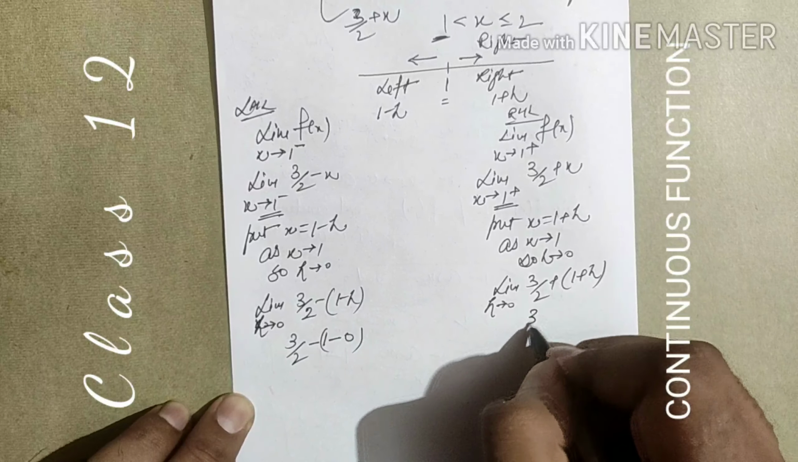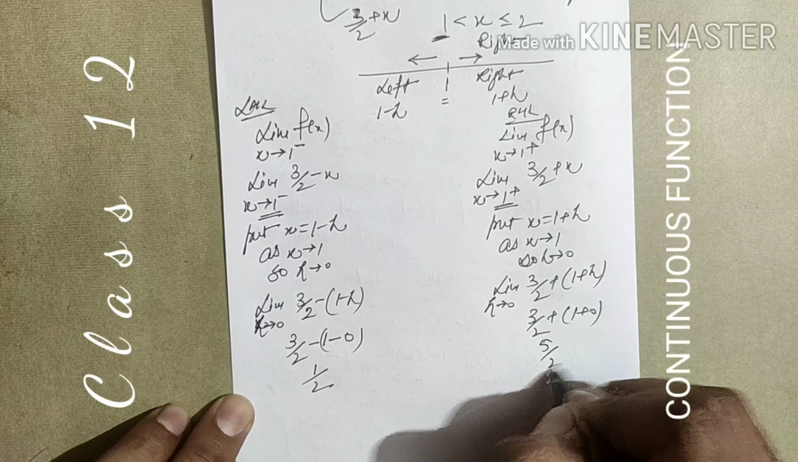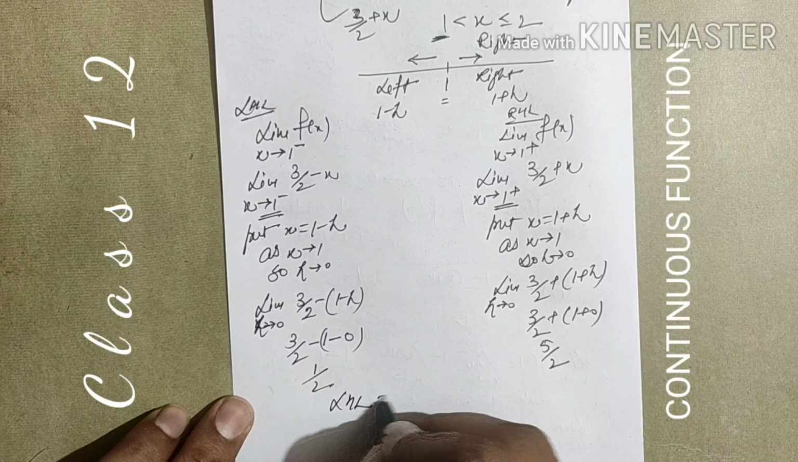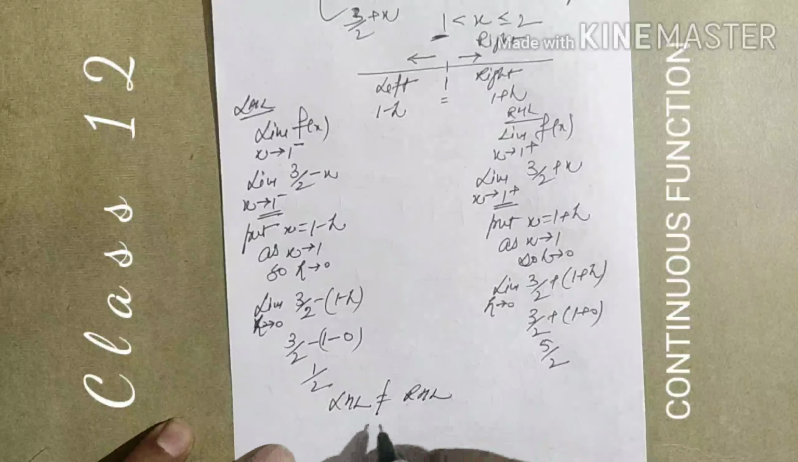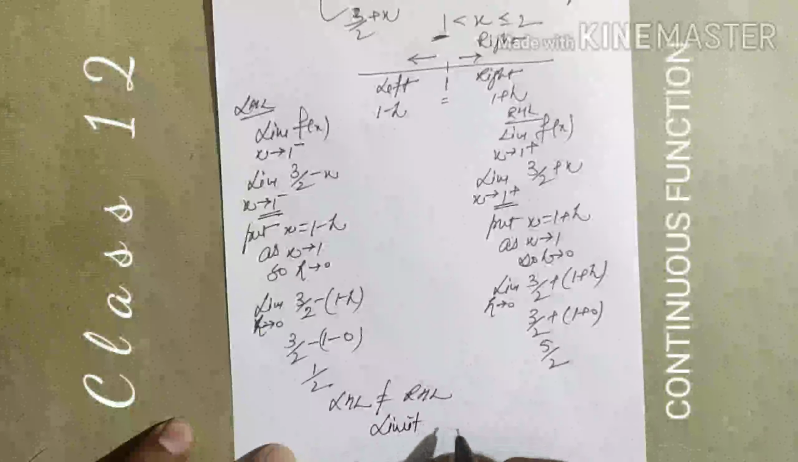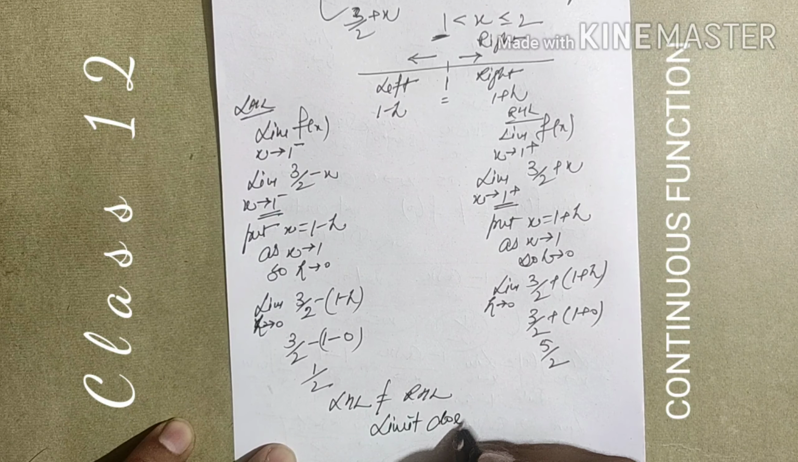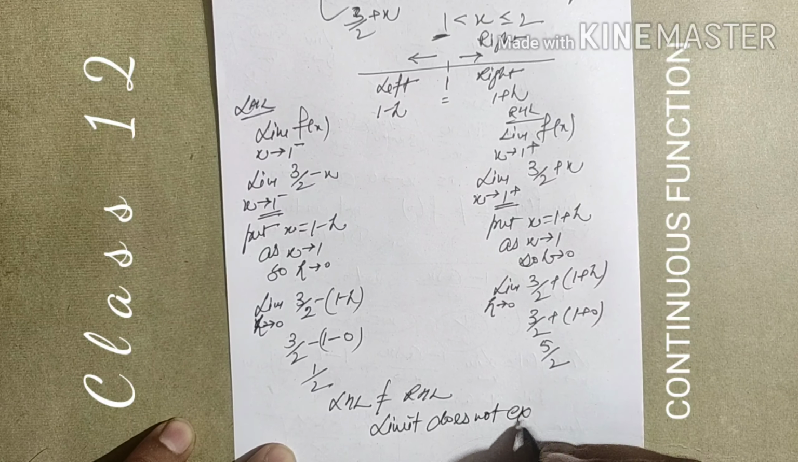Here we get this one. If we simplify from here, we get half as the answer. Here we get 5 by 2. This means the left hand limit is not the same as the right hand limit. If these two values are the same, then we say the limit exists. But here these are not equal, so the limit does not exist.